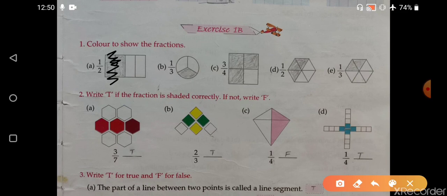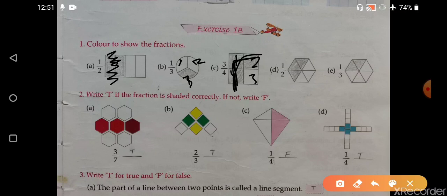Similarly, in question number 2, 1 upon 3, how many total parts are there? 1, 2 and 3. So we'll just have to color one part. It's your wish, you can color any part of it. You can color the first one, second one or third one, but you have to make sure that you are coloring only one part. In 3 upon 4, how many total parts are there? 1, 2, 3 and 4. So you'll have to color 3. Any 3 you can color.